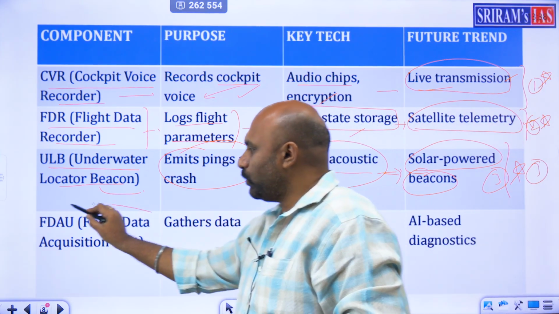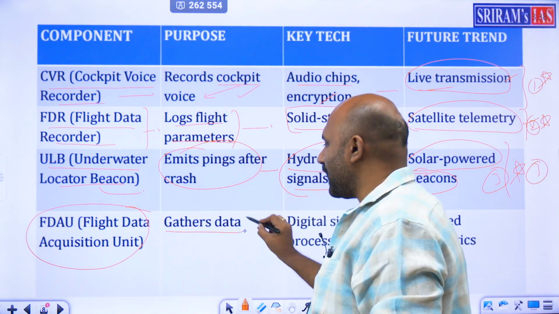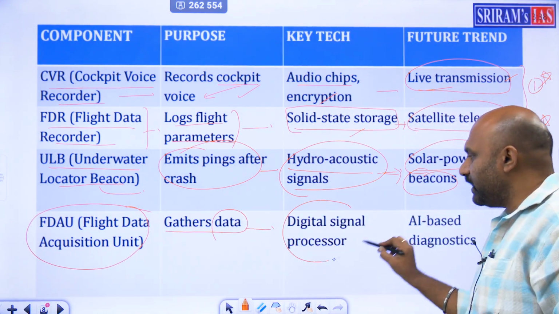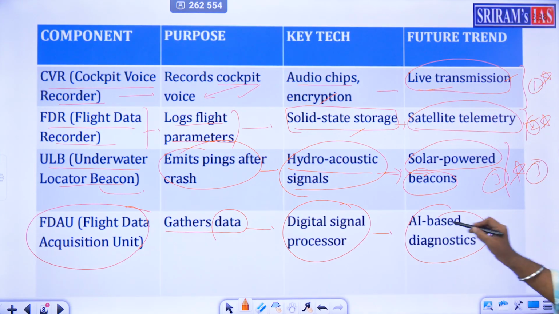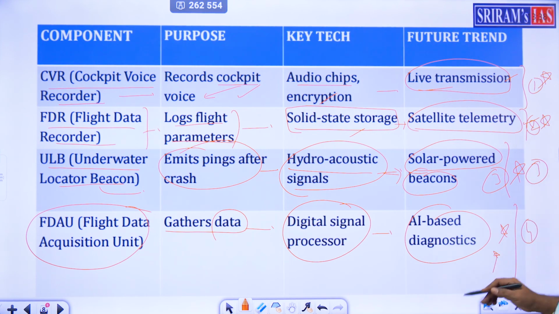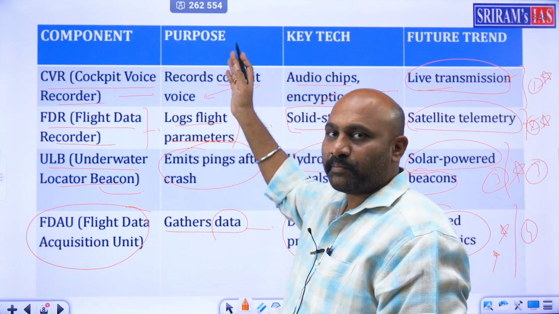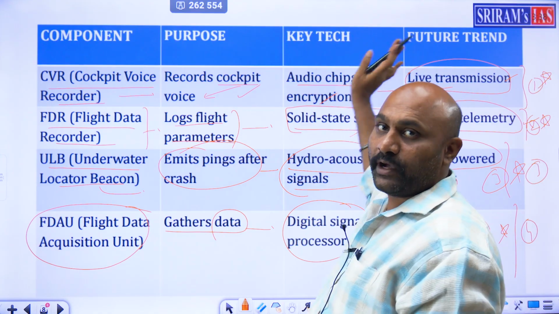Next, FDAU, flight data acquisition unit. It gathers data. Currently they use a DSP, digital signal processor. In the future we can use AI based diagnostics. So this is the fourth major point you can mention. So these are all the components, the purpose as well as the key tech and the future, how to write it.